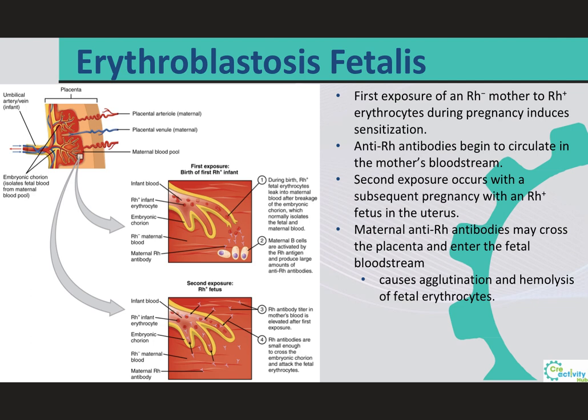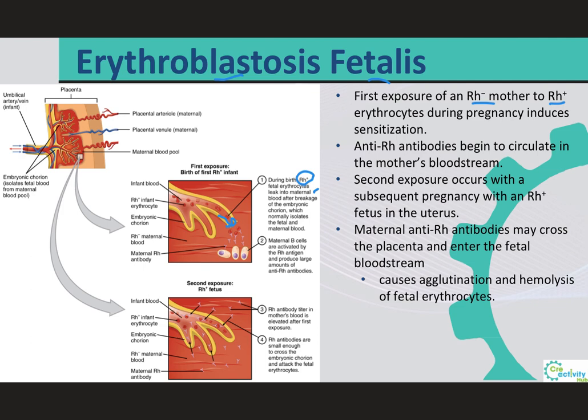Such exposure may occur accidentally, for example, during a blood transfusion, but it also may accompany, for example, a normal pregnancy involving an Rh negative mother and Rh positive fetus. And this condition is what we call erythroblastosis fetalis. Now, during birth, Rh positive fetal erythrocytes will leak into the maternal blood after the embryonic chorion is broken. Now, the chorion is a membrane that normally will isolate the fetal and the maternal blood.